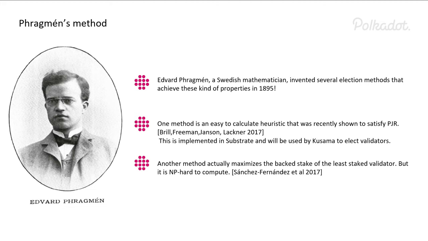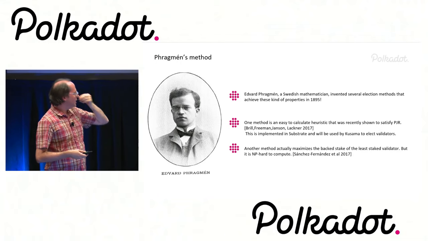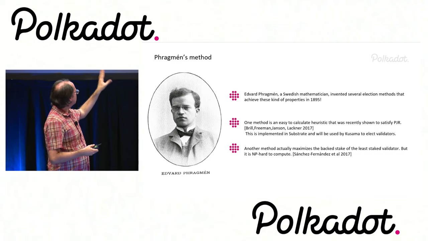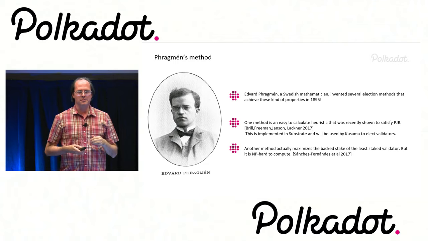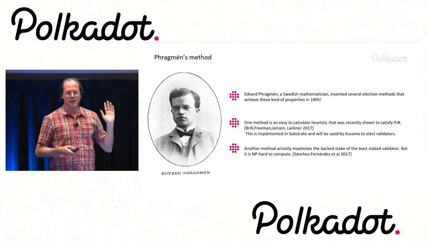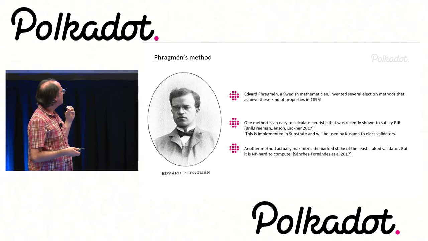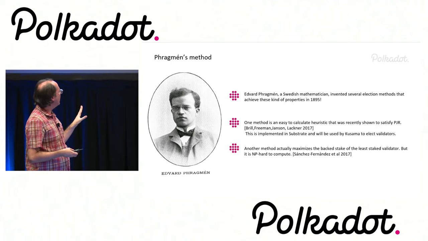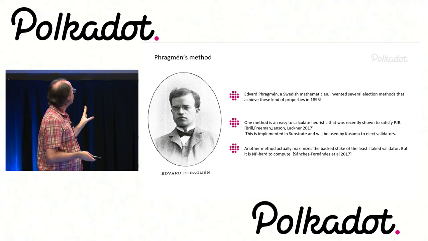Some people looking at this property recently, however, showed that this particular formulation was NP-hard to compute, but he actually gave a heuristic that, in this recent paper by Brill et al., was shown to satisfy this proportional representation axiom they'd come up with earlier. And so this is actually what we're using in Kusama right now, this sequential Phragmén method. It does have this proportional representation property. It's not amazing at the thing we actually want. We'd really like to solve this NP-hard problem.